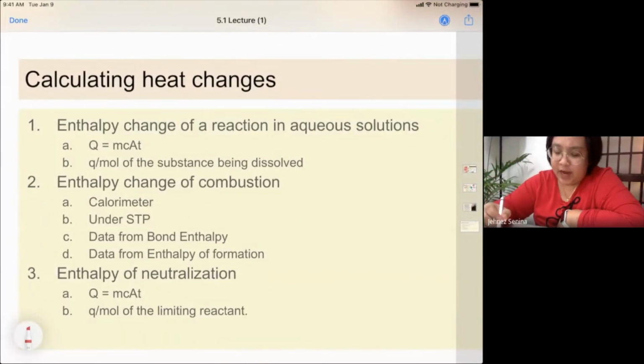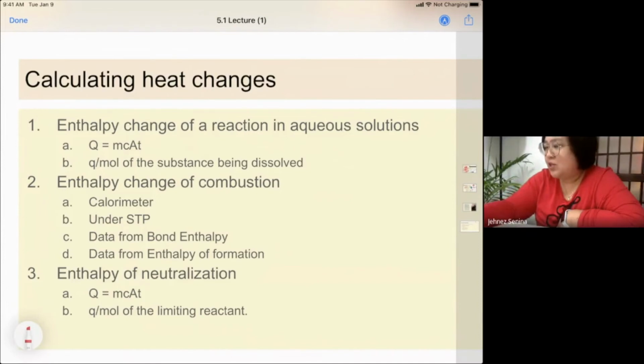Enthalpy change of a reaction. This is what we need to measure, the enthalpy changes, because we cannot measure the enthalpy of the substance directly. We react them, and then we look at what's happening to its immediate surrounding. Is there a change in temperature? Is the temperature going up or going down? If temperature is going down, then we know it's endothermic. We know that the heat is going into the system, so the product will have higher enthalpy than the reactant.